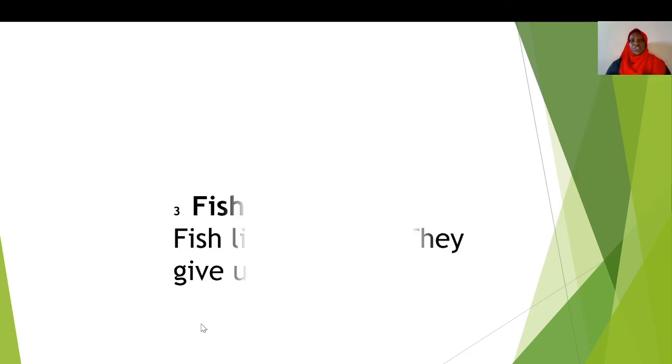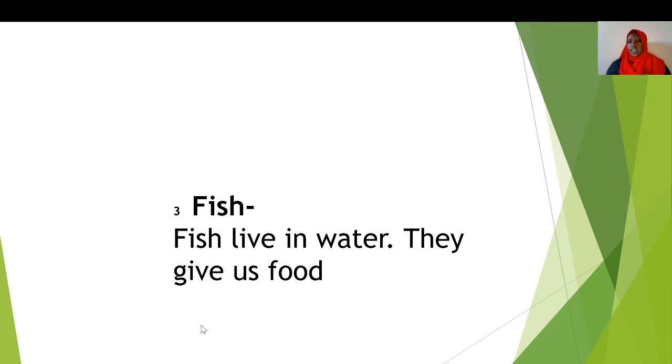Now number three, we have fish, and we know very well fish live in water. Fish live in water, and we say they give us food. Fish is a protein, and we know the proteins help us to grow, the body to grow. The fish helps the body to grow.